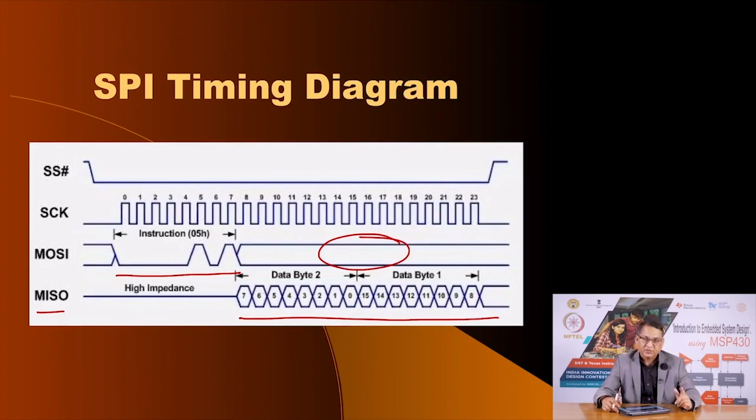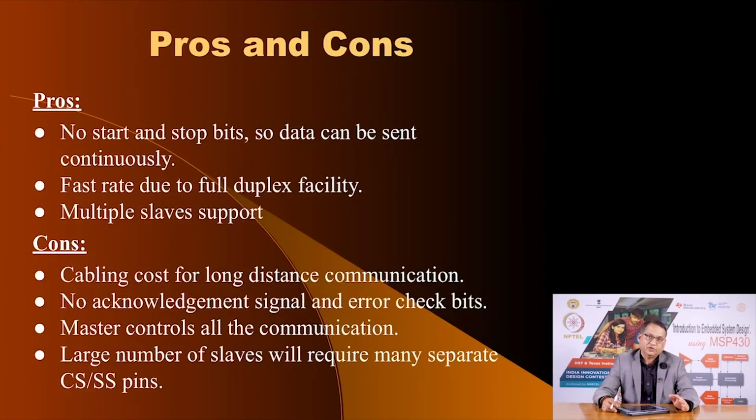But remember, SPI is not used for communicating between two devices, it is used for communication within a device, between the microcontroller and a peripheral device. Now, the advantages and disadvantages of this protocol are listed here. Since there are no start and stop bits, you do not have that overhead, so your data rate will be higher. You can support multiple slaves, but you can't use this for long distance communication between two devices, and if you have multiple slaves it will require multiple chip select pins from the master.